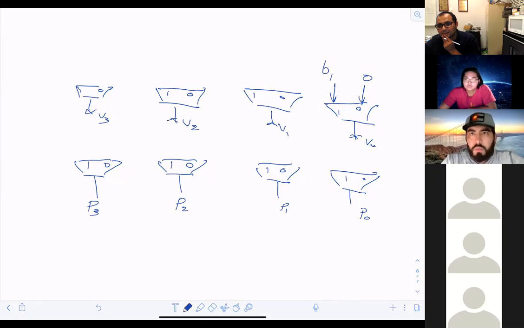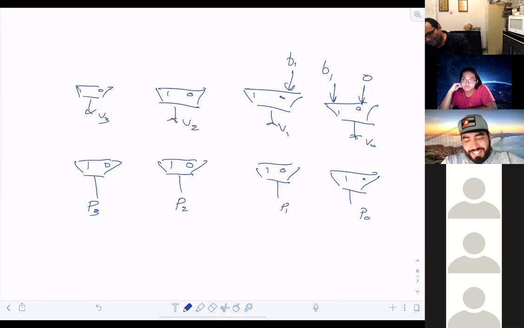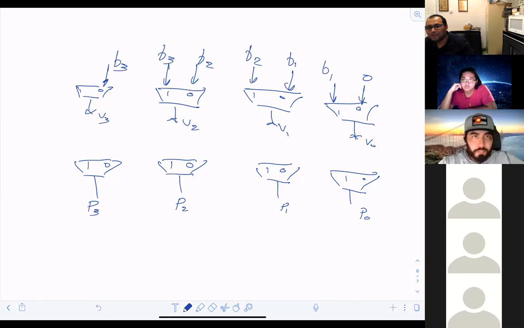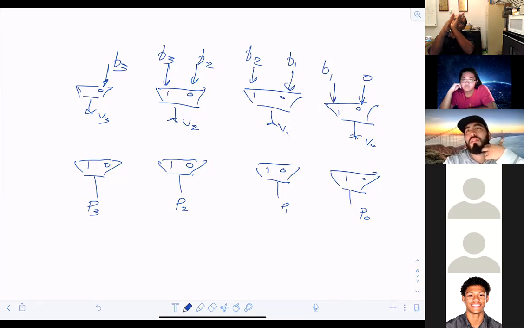That makes sense? I knew it. I was expecting something like this. I was like, oh, don't tell me he's gonna do it. And then you'll move forward, it's gonna be B1 to B2, B2 to B3, and then B3 to what? Wait, B0, 1, 1, 2, 3.